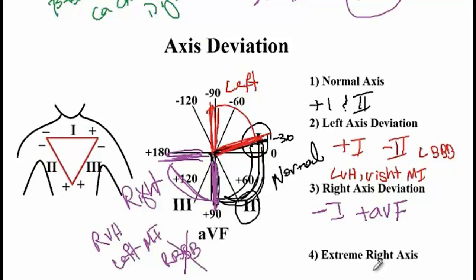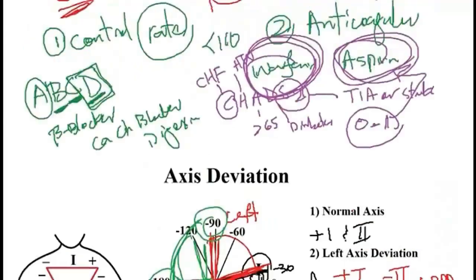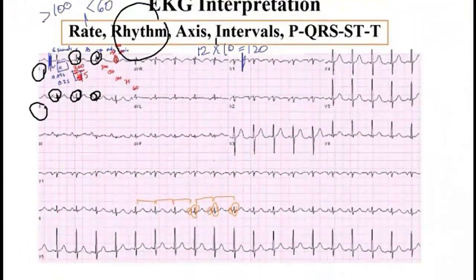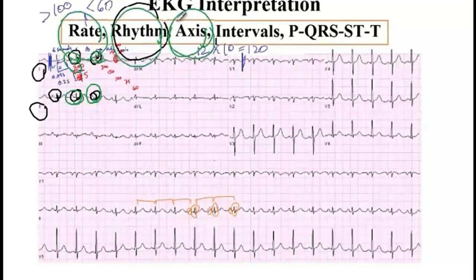And then finally, you have extreme right axis, which would be negative in lead 1 and negative in lead 2 as well, and that corresponds to minus 90 to 180. So that would be right here. It's really hard to interpret what's going on in these patients, and you do not need to worry about how to interpret those for your examination purposes. So back to the EKG that I have here. This patient, as we discussed, has an upward QRS in both lead 1 and lead 2, and so that is a normal axis. So this patient so far was tachycardic, normal rhythm, normal axis.